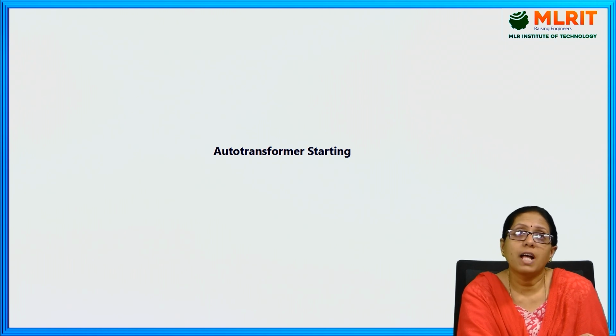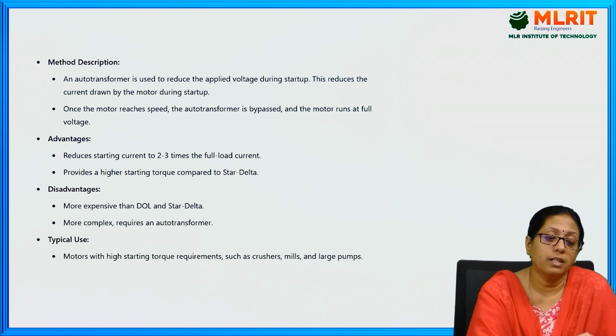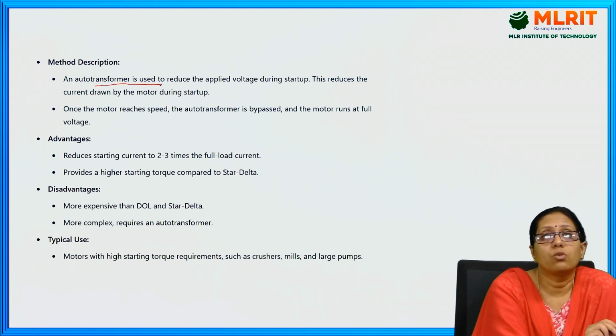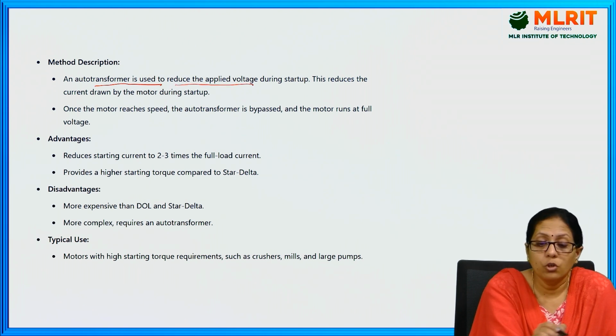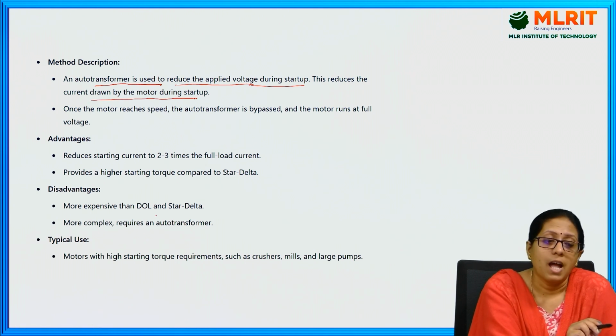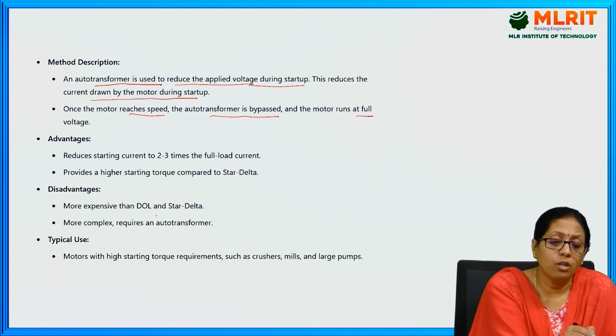Next type is auto transformer starting. The third type is auto transformer starting. In this method, an auto transformer is used to reduce the applied voltage during the startup. That means during the starting period, the auto transformer is used to reduce the voltage. This reduces the current drawn by the motor during the startup. And once the motor reaches the speed, the auto transformer is bypassed, that is disconnected, and the motor runs at full load.